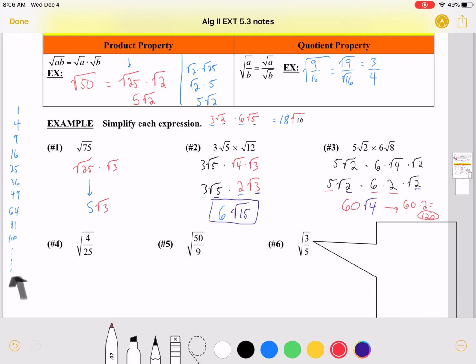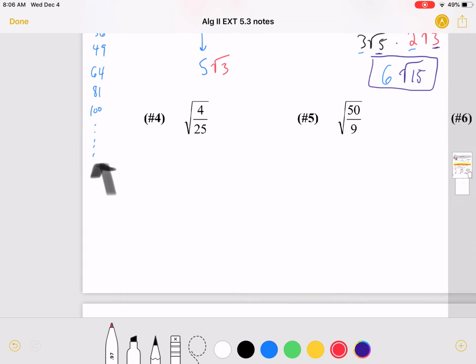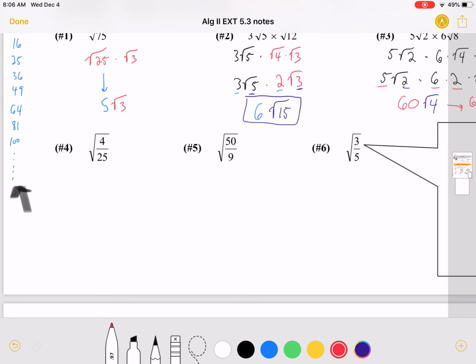Okay, those were all the product property. Product, again, is multiplying. Let's move on to the quotient property. So the quotient property states that we can split apart this radical. So this is the square root of 4 over the square root of 25. And if you look at your perfects card, you should see that, well, the square root of 4 is 2. The square root of 25 is 5. 2 over 5, final answer.